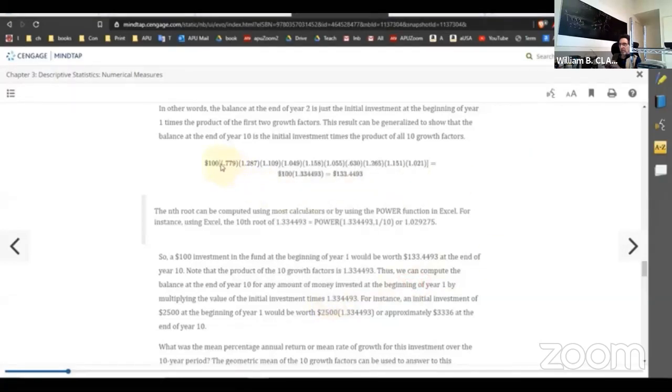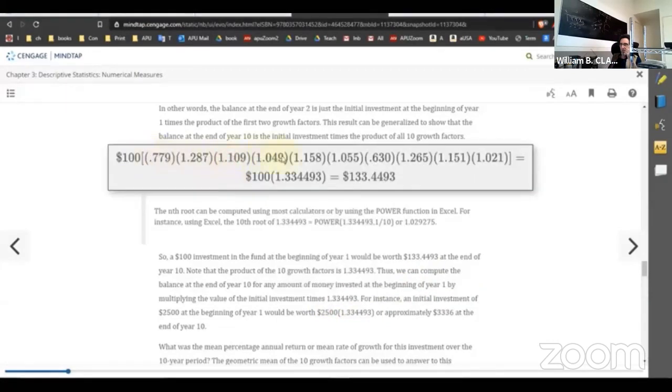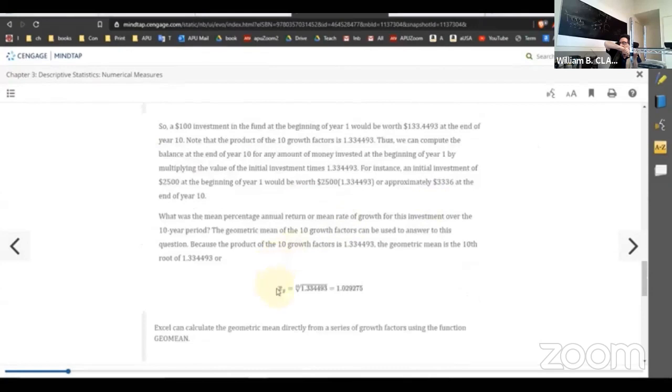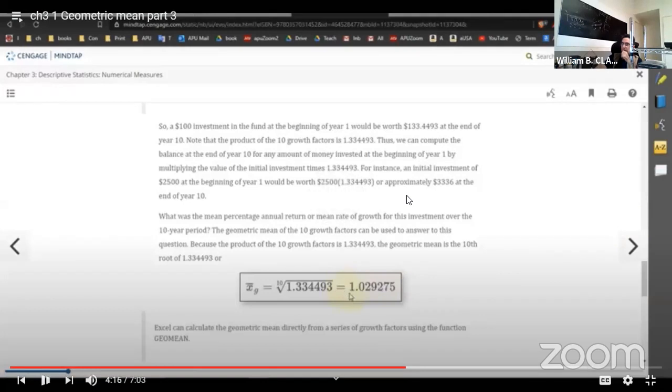So we want the geometric mean of these numbers here. But we already know what these numbers multiply out to. It's this. So we want this, and then we want the 10th root of this number. So it's not dividing by 10. It's the 10th root that we want. So here it's written like that. And that turns out to be 1.029. Okay, so it's 1.029.